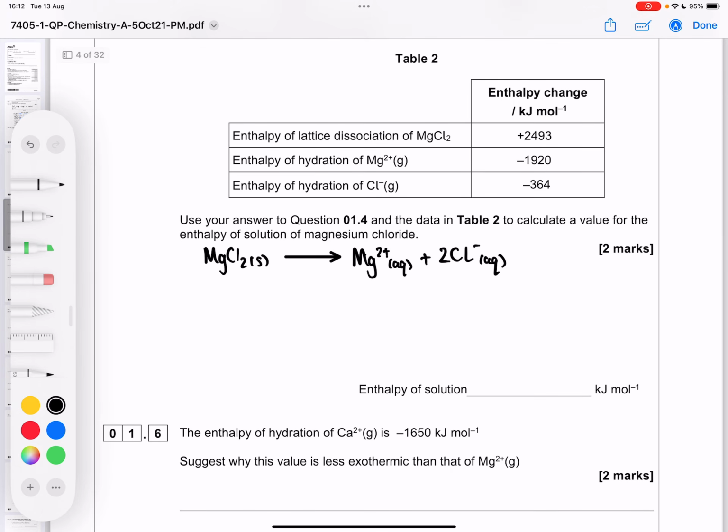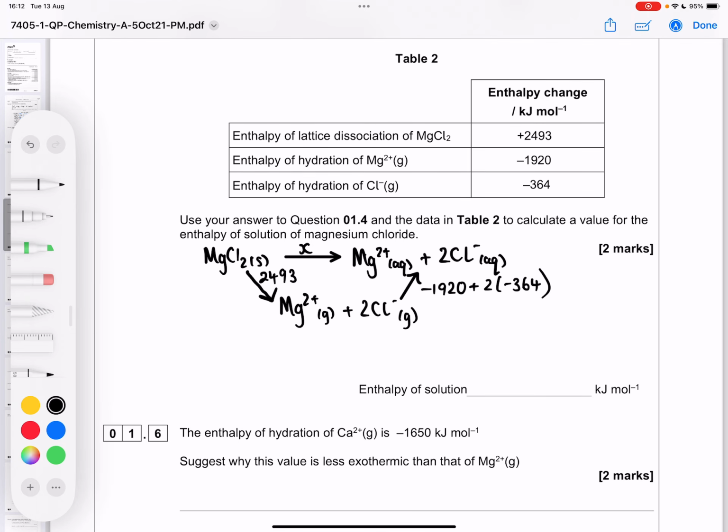So I've got lattice dissociation. So if this lattice dissociates into the gaseous ions, that arrow there is 2493. We're trying to calculate the top arrow, the enthalpy of solution. And this side, if we're going from gaseous ions to aqueous ions, we've got 1 of the magnesium and 2 of the chloride ions.